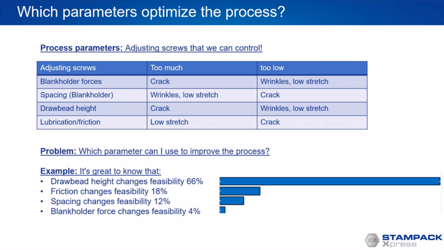From all the process parameters we have, we would like to know which parameters make a difference. And we want to know this quantitatively, so that we see, okay, we need to adapt the draw bead height, we need to adapt the friction, but adapting the blank holder force is of no use in this process. So this is the key when we want to learn which process parameters we want to modify.